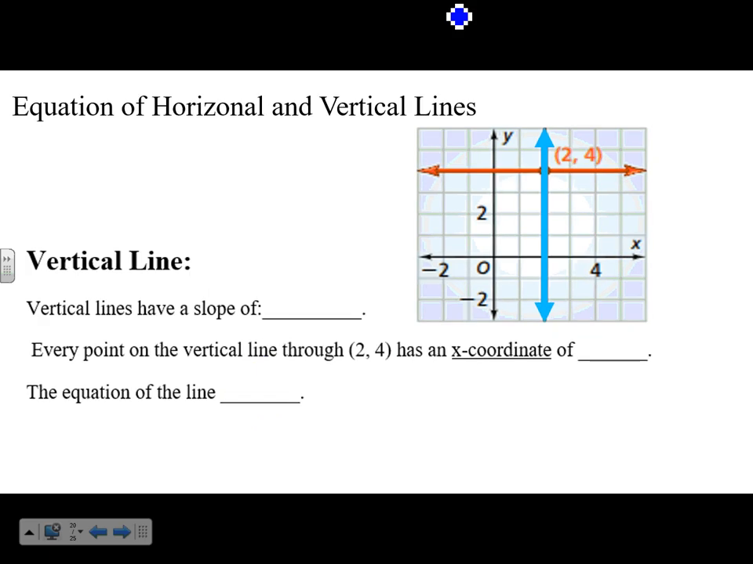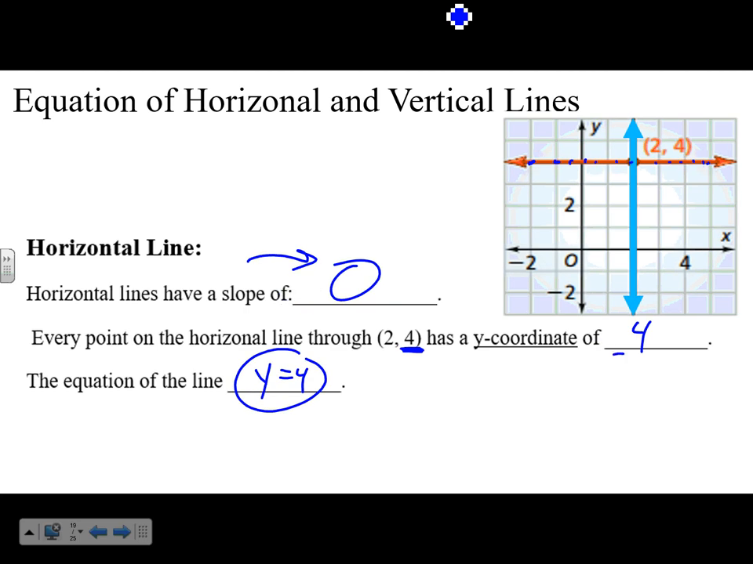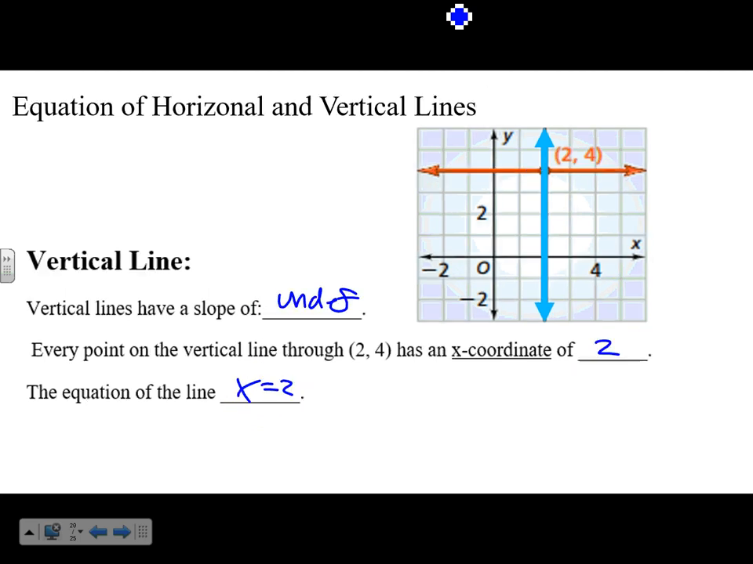A vertical line, the slope is undefined. Every x-coordinate is going to be an x-coordinate of 2, and so x is equal to 2. So that's what they're trying to get at with this one. If the y-coordinate is always 4, the equation is just y is equal to 4, because every y-coordinate is 4. And this one, every x-coordinate is 2, so x is equal to 2.